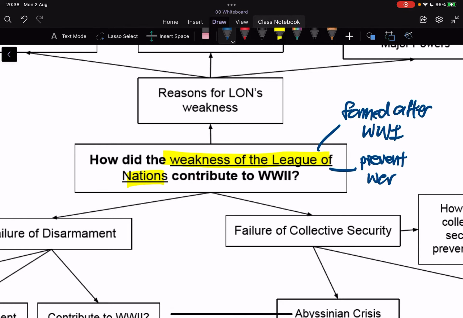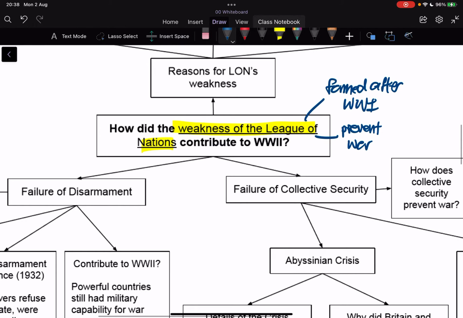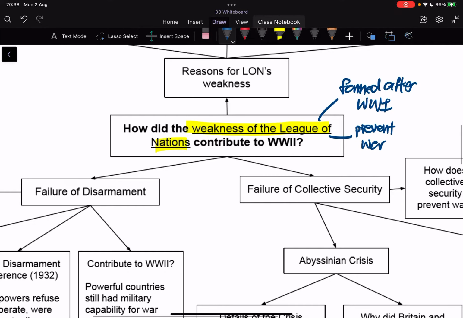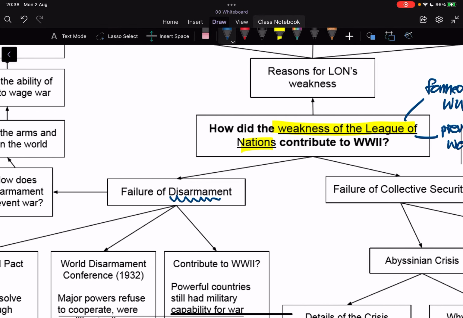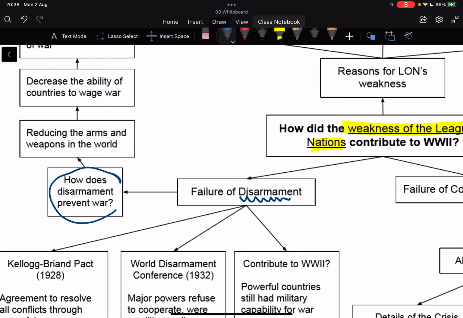Okay. However, sadly enough, the League of Nations ultimately failed in its aims to disarm, to organize disarmament conferences in the world. And it also failed in its aims to practice collective security. Okay, so when we look at this mind map, you might be thinking, I seem to recall a little bit about disarmament, but am I able to provide some detail? Am I able to describe how does disarmament work to prevent war, which is ultimately the League of Nations' aim, right?